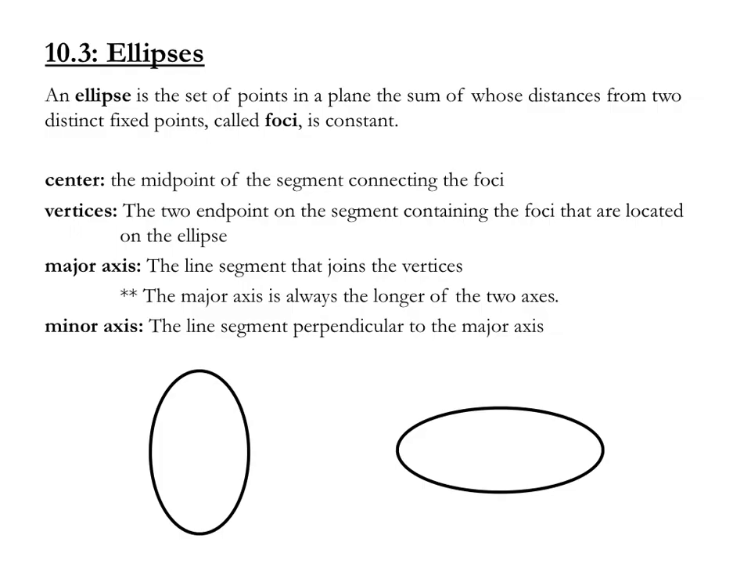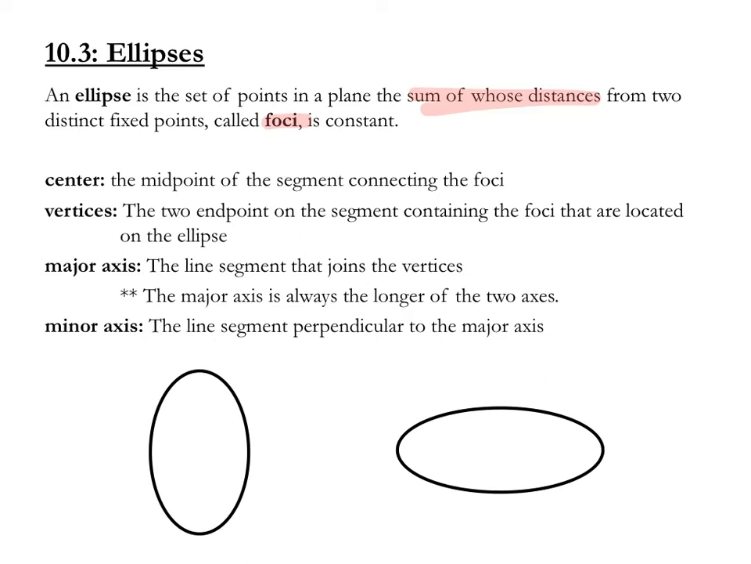So the definition of an ellipse is a set of points in a plane, the sum of whose distances, that's represented by the string, from two distinct points called the foci, that was represented by the toothpicks, is constant. So that string stays the same all the way around, and it stays the same total distance away from the foci points, which is what makes the ellipse.